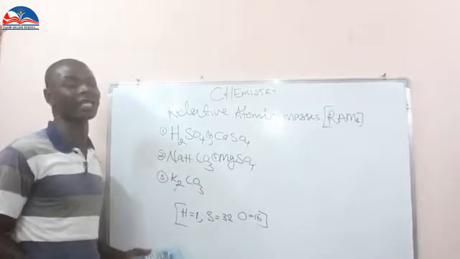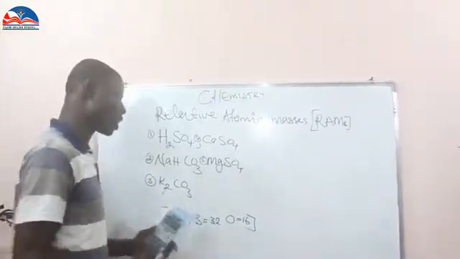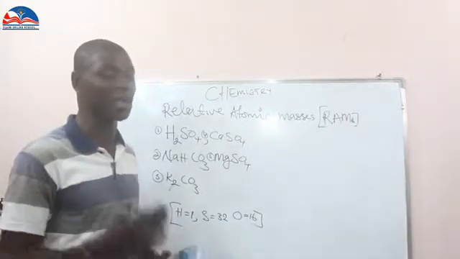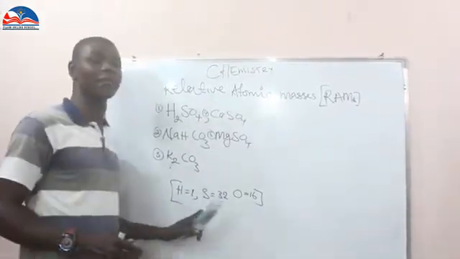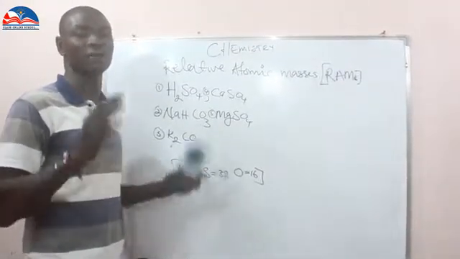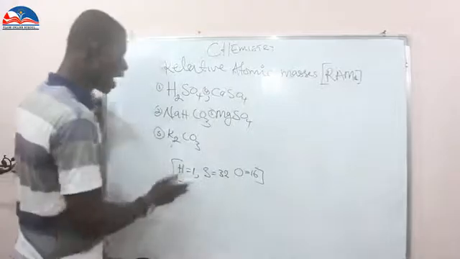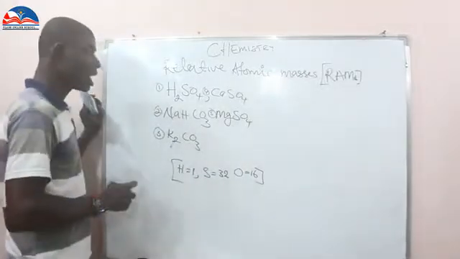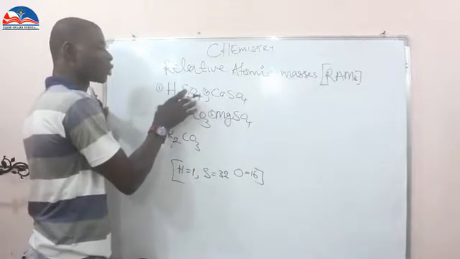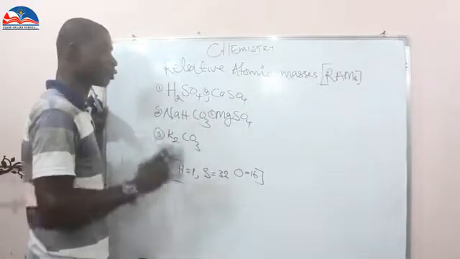Ordinarily, as a scientist, you need to have them off heart. If it is by cramming, though I don't encourage you to cram, you are supposed to make sure that all the mass numbers are in your brain. So now, having given you this, I'll quickly go this way. I'm picking number 1, hydrogen tetraoxosulfate VI, to calculate its relative atomic mass.